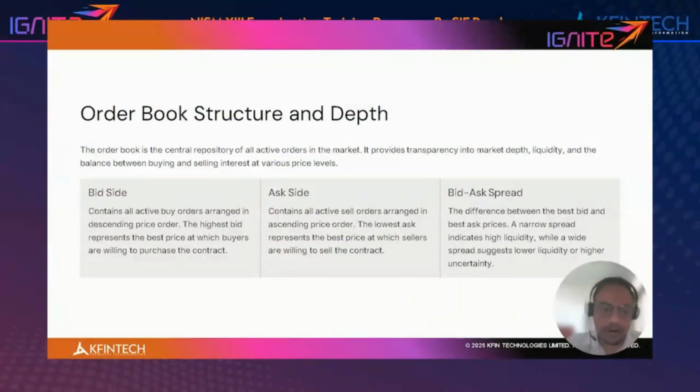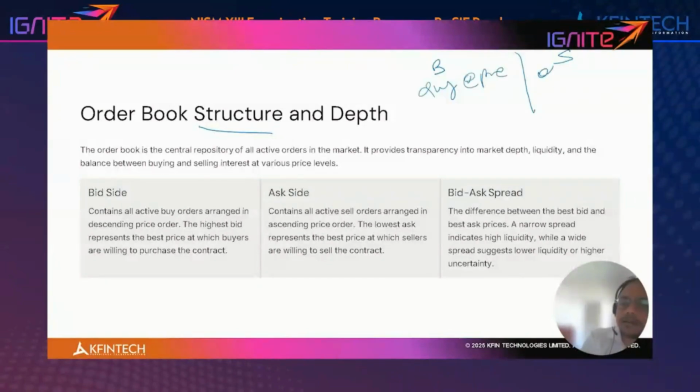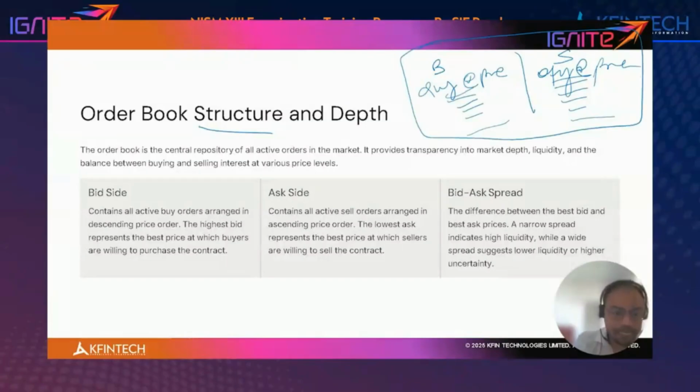Then we have the order book depth and structure. The order book, what is order book? Buyer, seller, buyer quantity at the rate price, seller quantity at the rate price. Like this, lot of sellers will be there. Like this, lot of buyers will be there. Together, it is known as the order book. The order book is central repository of all active orders.